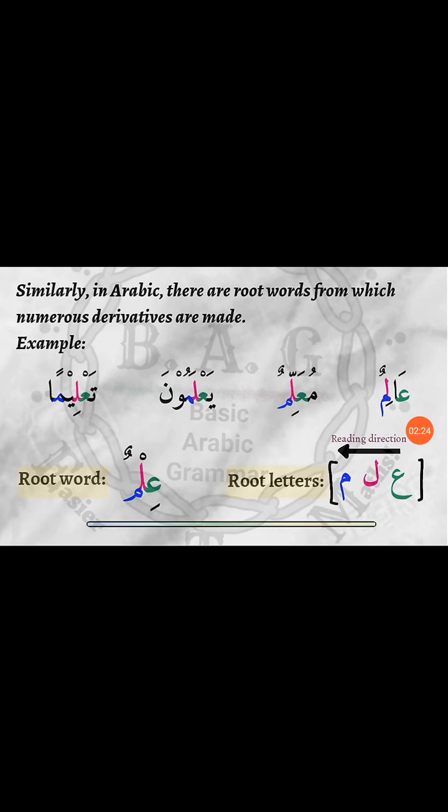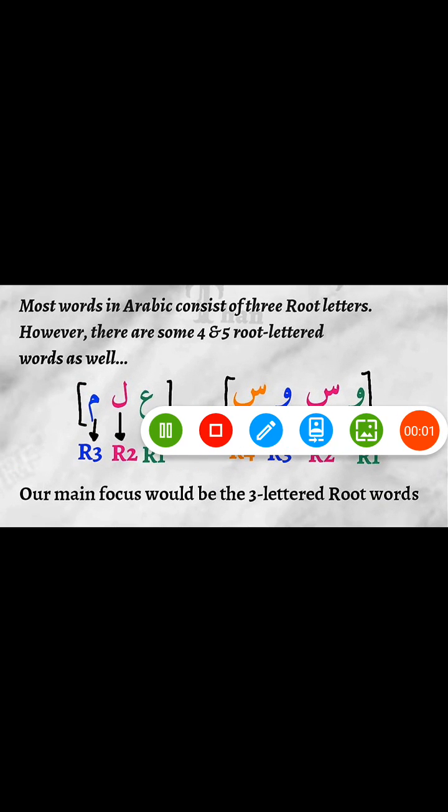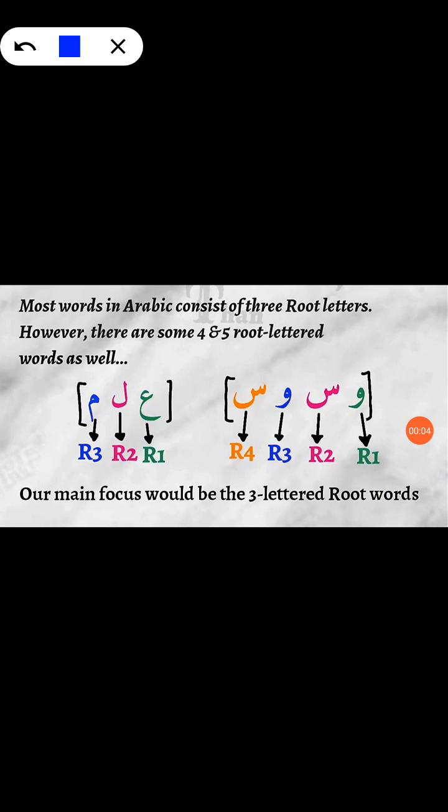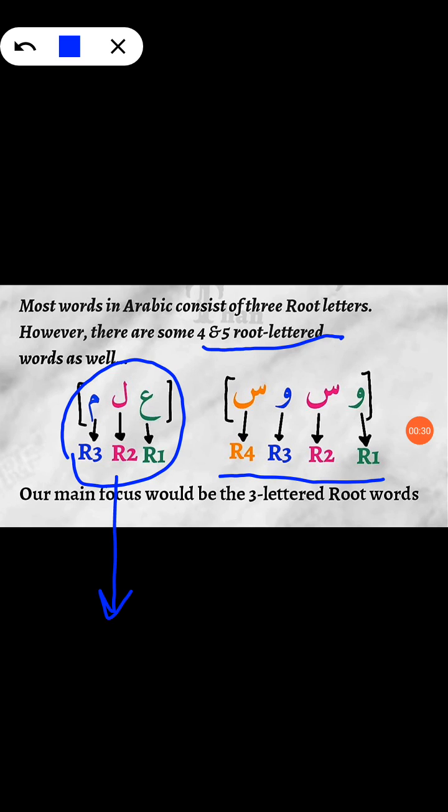Okay, now we know what root letters are. Now, the words can either be formed by the combination of three root letters, as we observed in the previous example, where there were three root letters, ayn, lam, and mim, that formed various derivatives. However, there are some words that consist of 4 to 5 root letters. For example, the word zalzala. For example, the word waswasa. Alright, so the root letters, as you can see here, are 4 in this case, right?